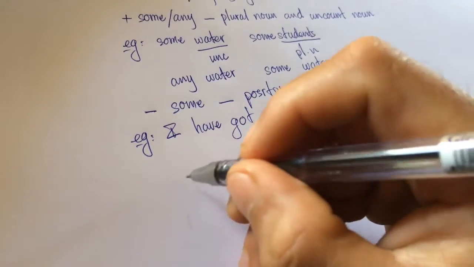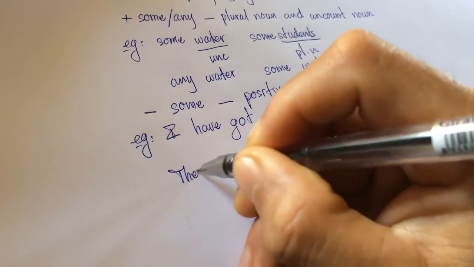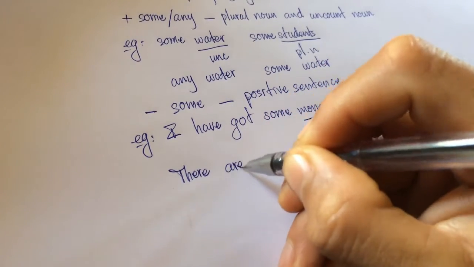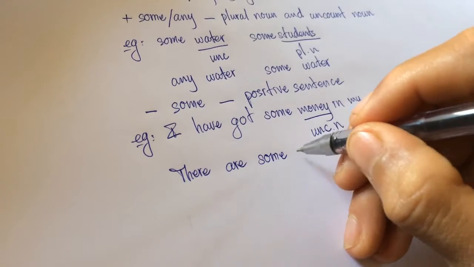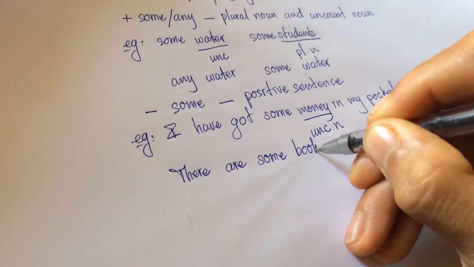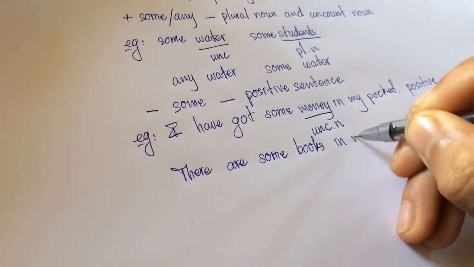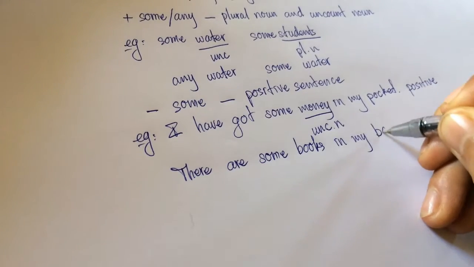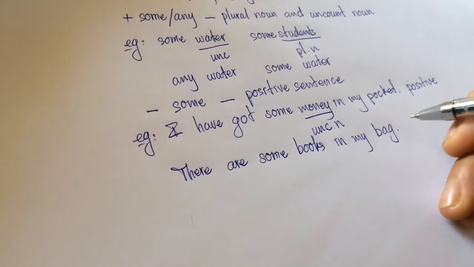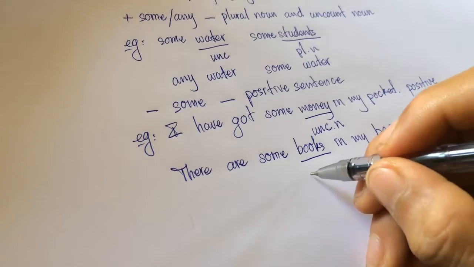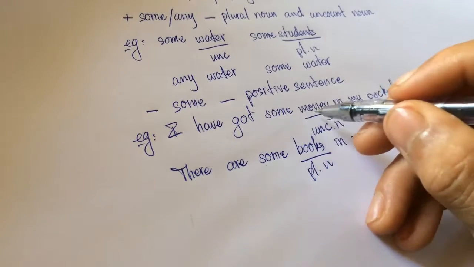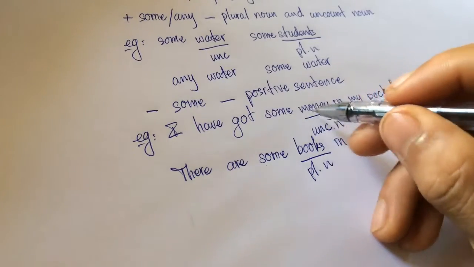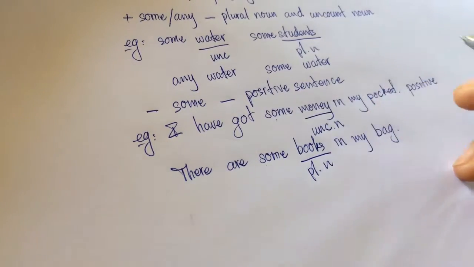One more example. There are some books in my bag. Book is plural noun. So we use some, and money is uncountable, so we also use it with some.